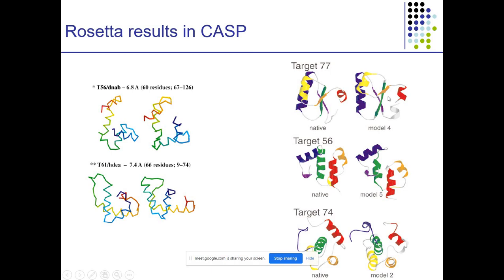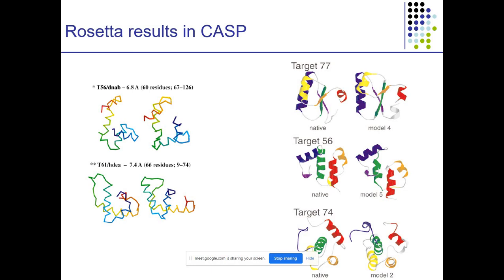This is model 4 and this is close to the native. On the right-hand side a native structure is shown and model 4. So this is similar to this. This is a native structure for target 56 and this is model 5. Then target 74 and model 2. So these are the examples of that.